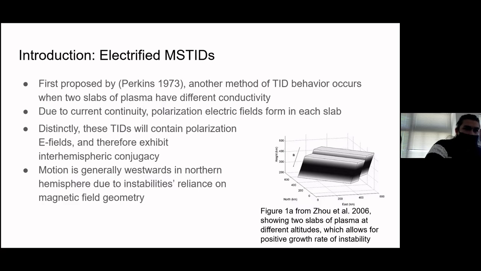What's distinct about these is that they have polarization electric fields, whereas an atmospheric gravity wave-driven TID does not. So one thing is that you will get conjugacy between hemispheres because the field lines are conductors. Another thing is that they will generally go westwards because the instability has a reliance on the field geometry. So in the northern hemisphere, we generally see westwards TIDs because the other directions are damped out. And there's the figure showing the two different plasmas.